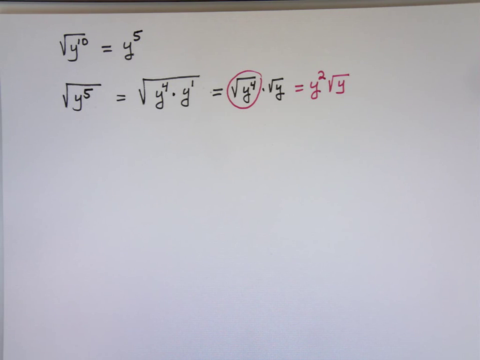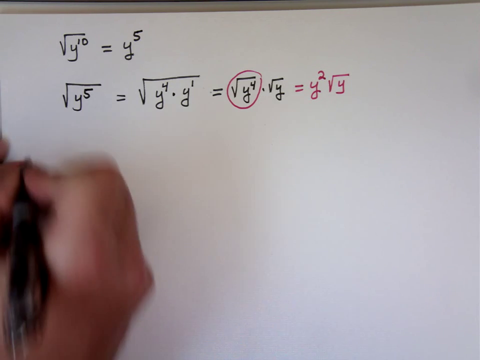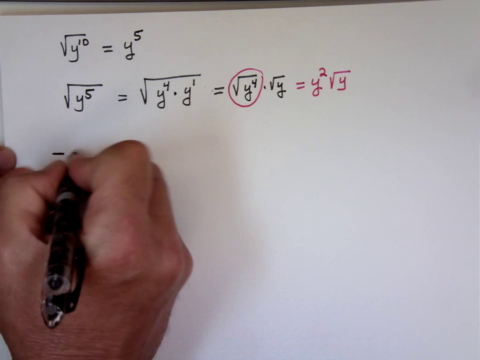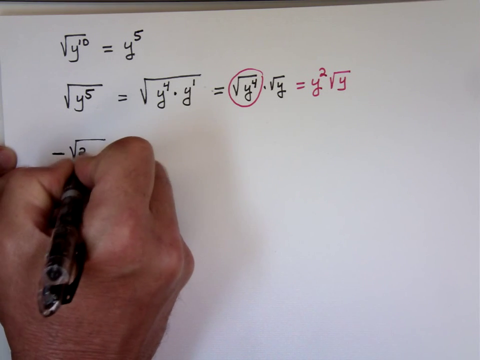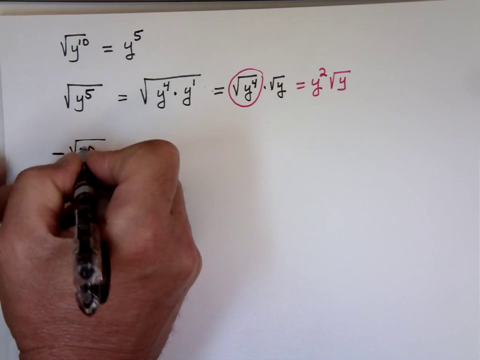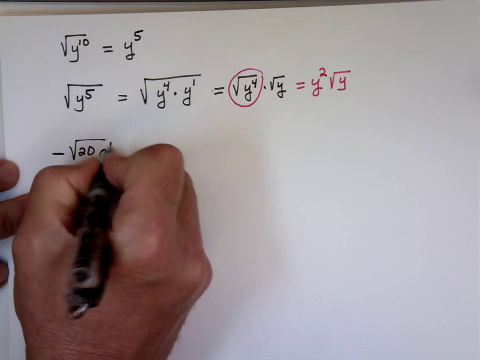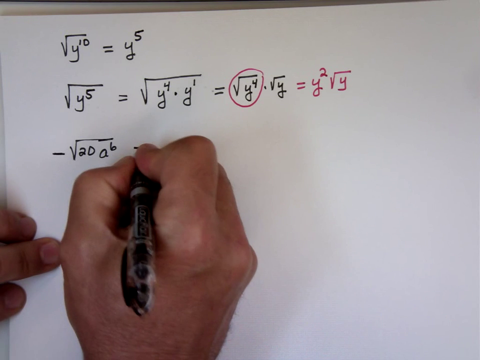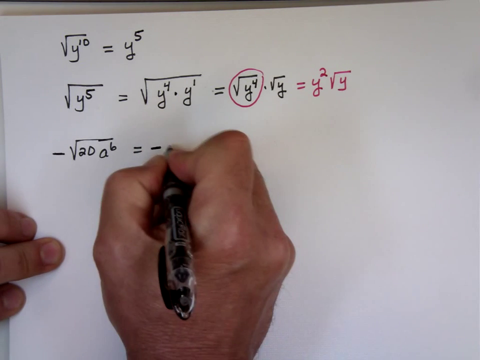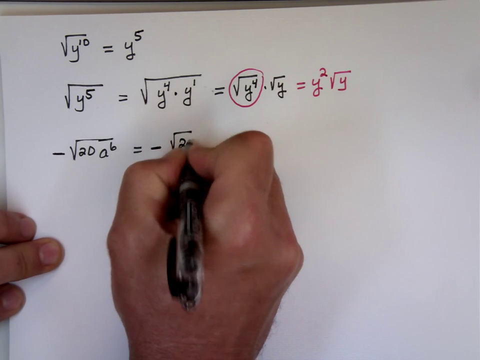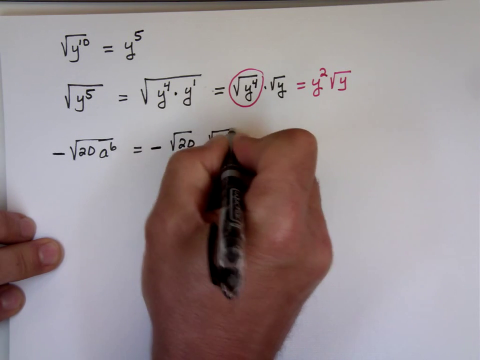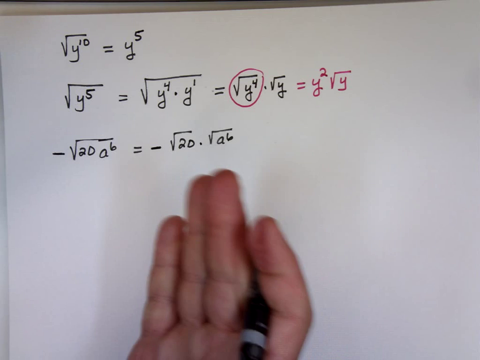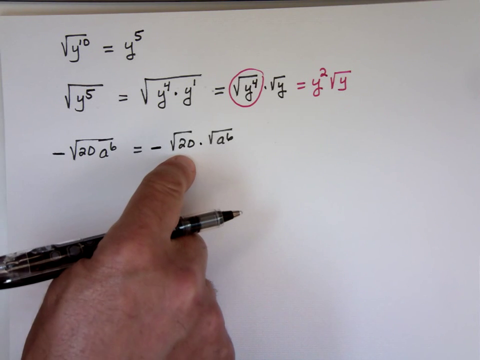Let's try this one. Negative the square root of 20a to the 6. Here's the minus sitting in the front. I can say the square root of 20, the square root of a to the 6. 20 is not a good number. I can break the 20 down to what? 4 times 5.